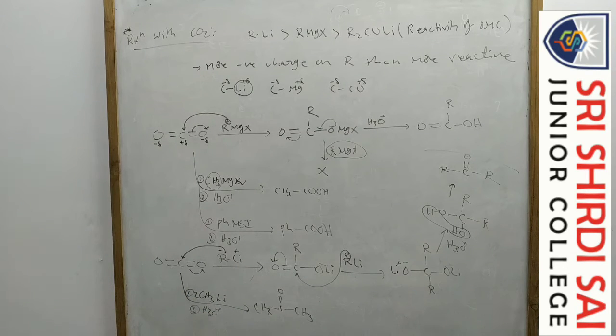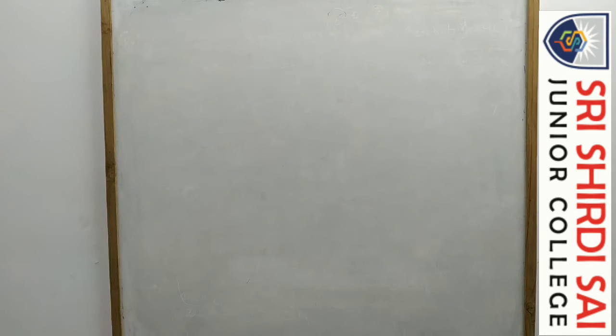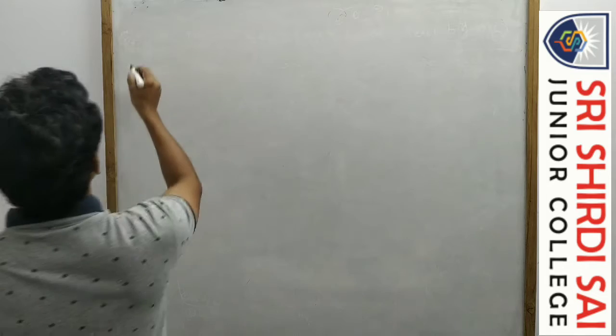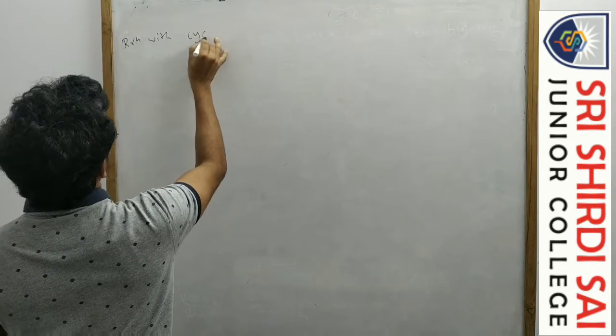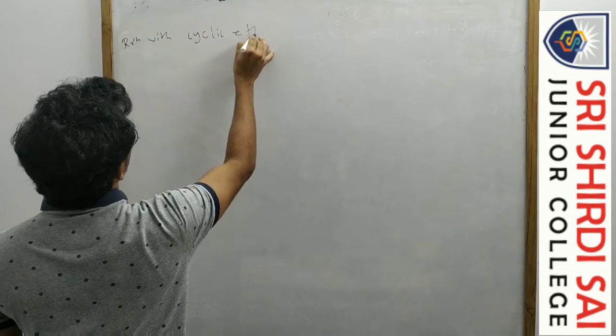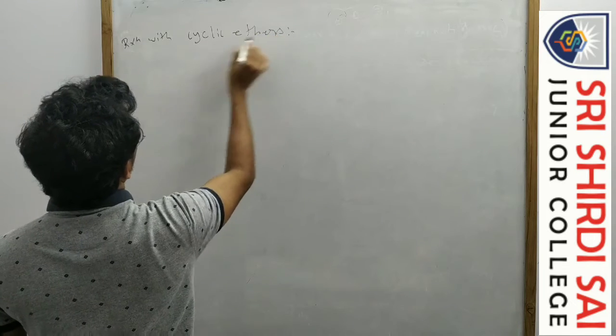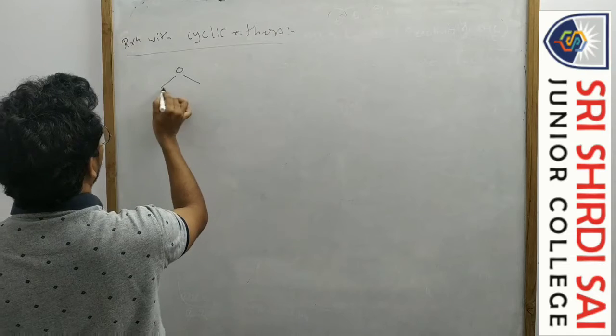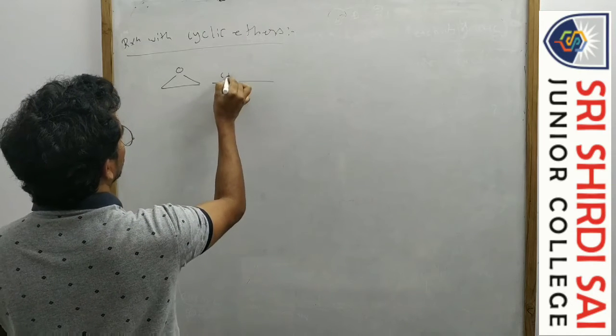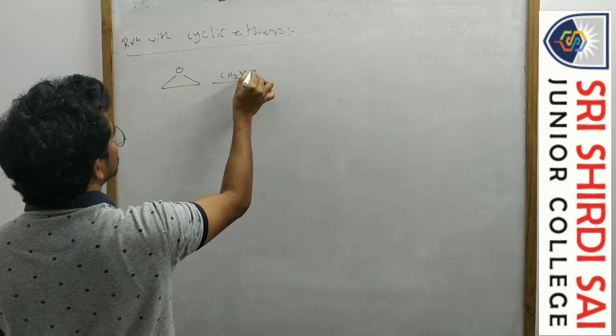Right now, the next reaction is with cyclic ethers. Reaction with cyclic ethers: here is the cyclic ether, treated with methyl magnesium bromide.